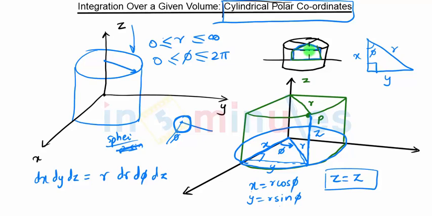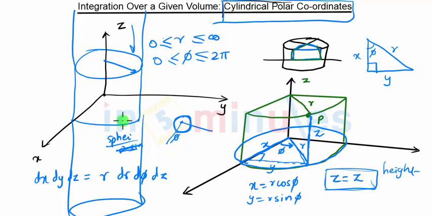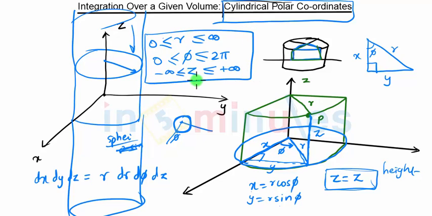And what will be the limits of z? We can have any height of cylinder. Z represents the height of the cylinder. So we can have as high a cylinder as we want. So the limits of z will be from minus infinity to plus infinity. So these are the basic limits of r, phi and z. We can have r, phi and z in any of these limits. This will be more clear when we see the problem on this.